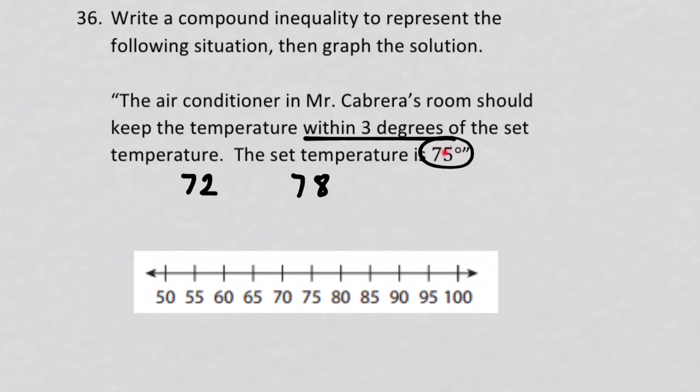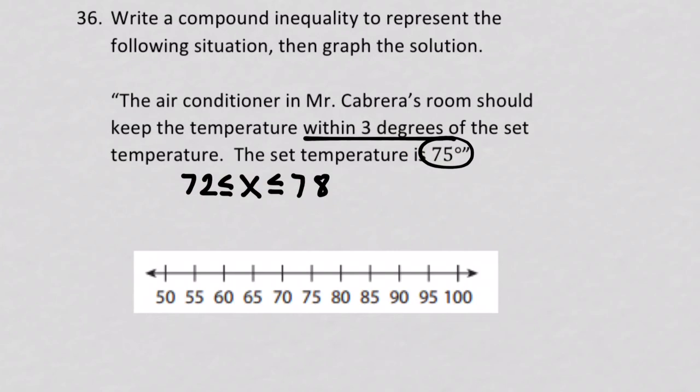So once again, since the set temperature is 75, but it's within 3 degrees, the lowest it could be is 72. The highest it could be is 78. And there it is. There's your inequality. The temperature represented by x is somewhere in between those values. And just like an "and" inequality, because it is an "and" inequality, we're going to put less than or equal to symbols. There it is. This is saying that the temperature in the room has to be somewhere between 72 and 78 because Mr. Cabrera set it at 75. So it must be within this range right here.